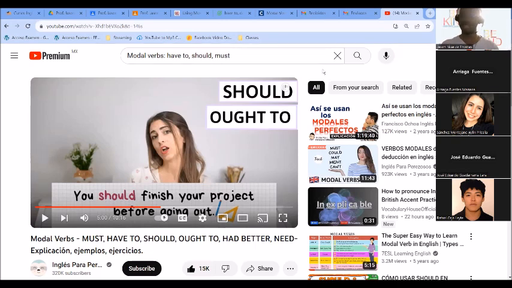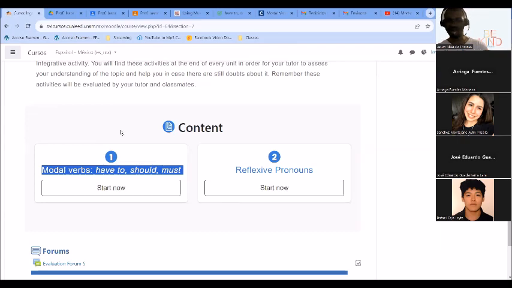20 de Noviembre is just around the corner, but let's take advantage of the time we have to get ready and start practicing from this new unit. Now, this new unit focuses on modal verbs and reflexive pronouns. That's it. And I'll also open up a forum for you guys as well today.